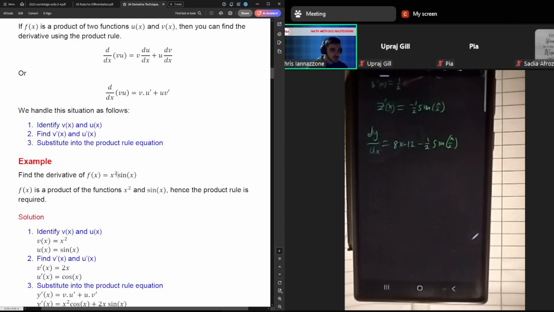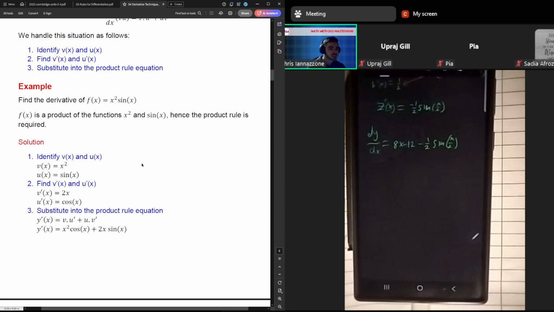In this case, you've got individual functions here. You've got x squared multiplied by sine x. And so, because you're able to identify a power function and a circular function multiplied together, product rule is required.